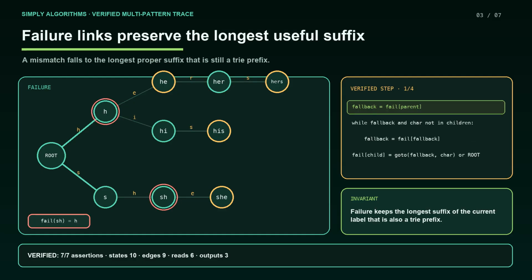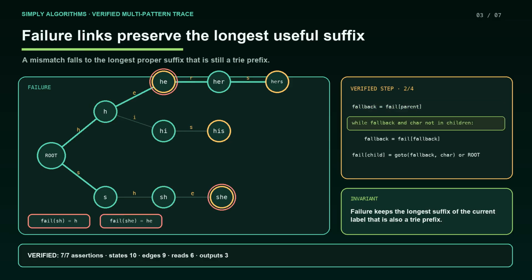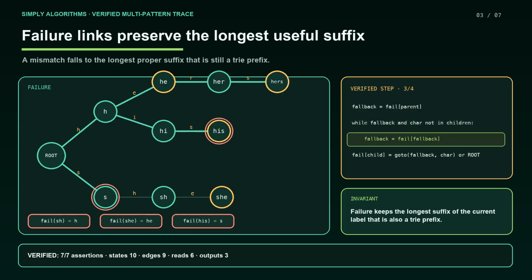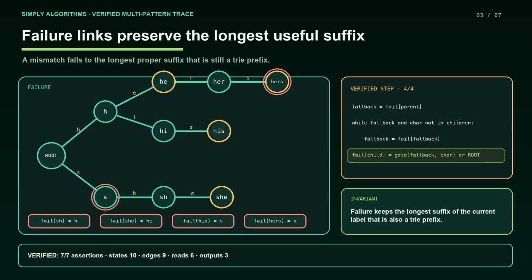Build failure links breadth first. State sh falls to h because h is its longest proper suffix present in the tree. State she falls to he. State his falls to s, and hers also falls to s. These are not parent links. They preserve the most text already read that can still begin some pattern.